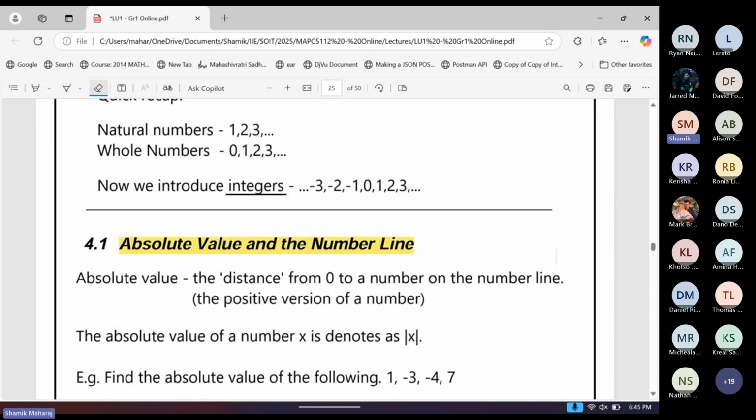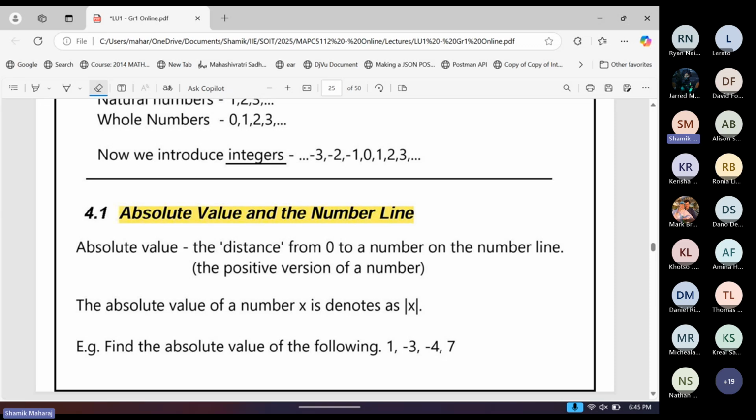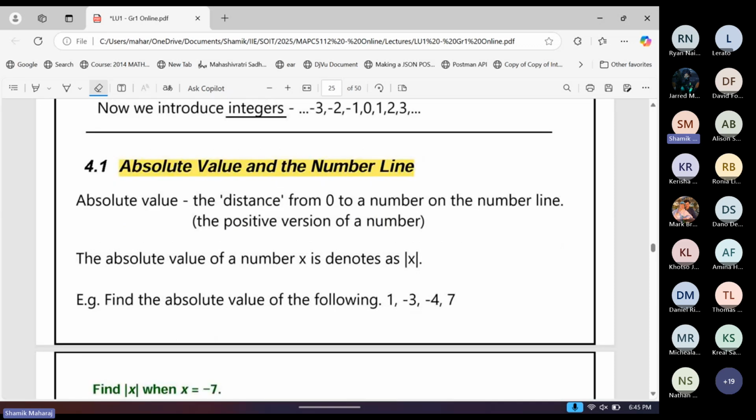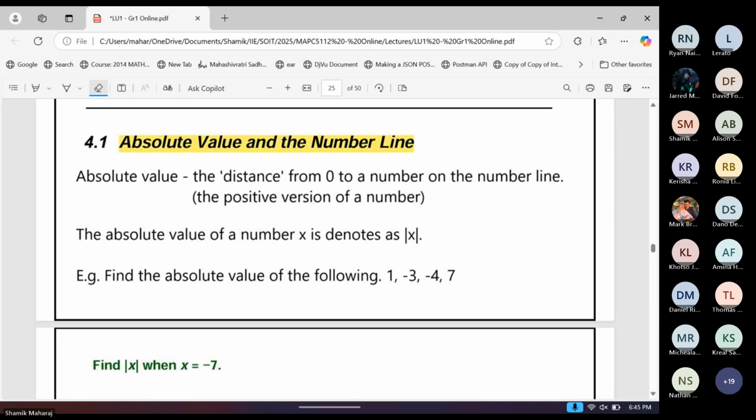Those are integers. And why we need to know that is because it helps us to define absolute value, which we see at the bottom here. I'm looking at the slider, we're already like halfway through this, which is very good. We're reaching a good place today. Okay, anyway, absolute value at the number line.